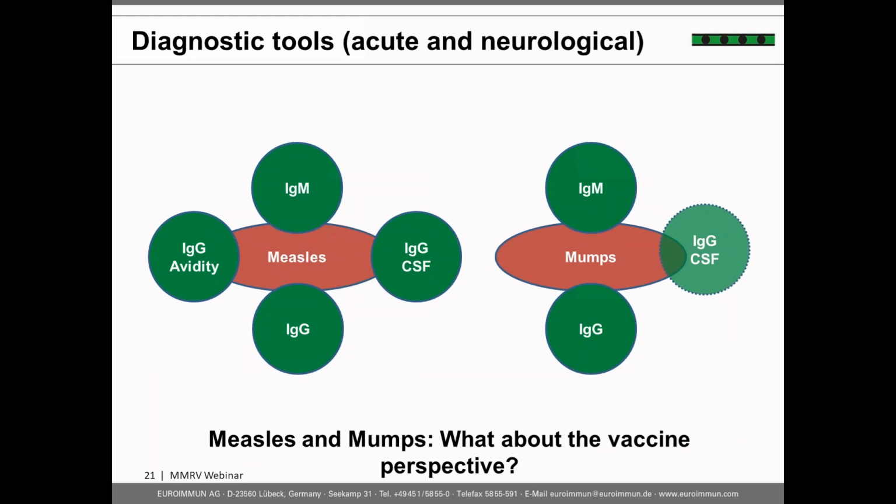So with that, let me sum up my part. I talked about diagnostic tools for acute diagnosis, but also neurological manifestations. For measles and mumps, there are IgM and IgG tools available, in both ELISA format and IFA format, indirect immunofluorescence format. For measles, there's also an IgG avidity assay available, and a specific test kit that can detect intrathecally produced IgG antibodies. There's also an assay available that works with mumps viruses and IgG CSF, however, I've not talked about that.